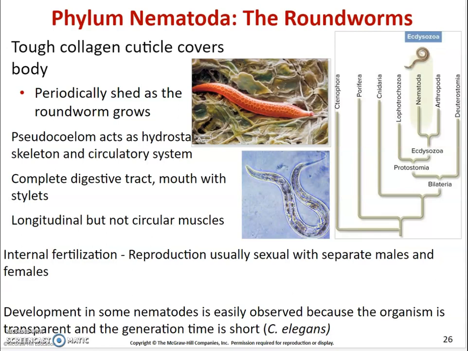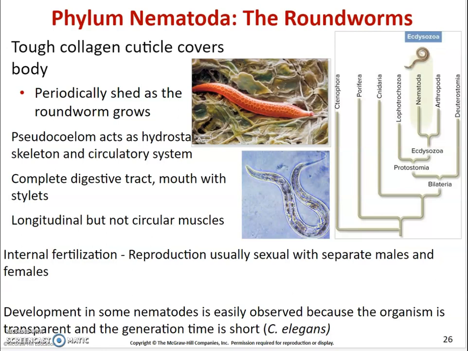They have a pseudocoelom, which acts as a hydrostatic skeleton, just like the earthworms did, and the circulatory system. Their digestive tract is complete, and they do have a mouth, so they do eat. They have muscles, but they're not like you would think. They don't go around the worm. They extend longwise down the worm, and they do reproduce sexually, separate male and female, and they have internal fertilization.